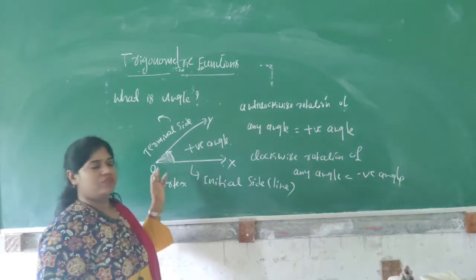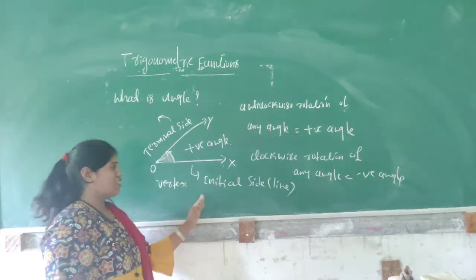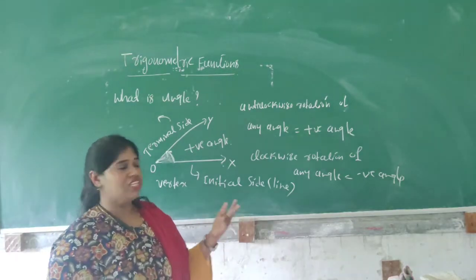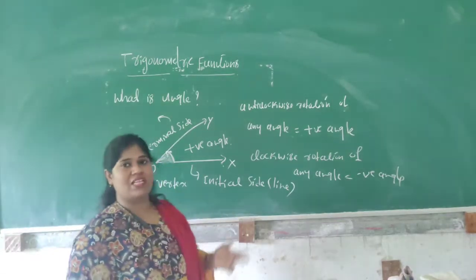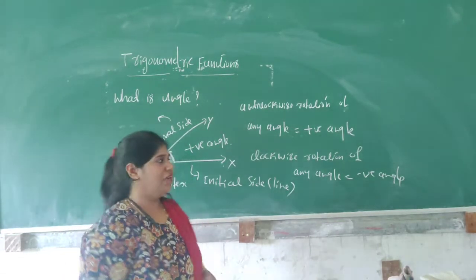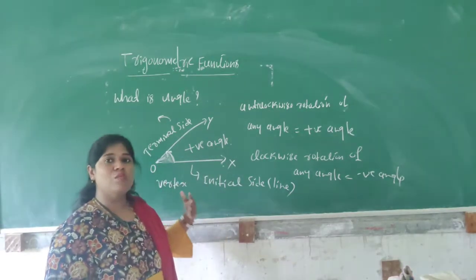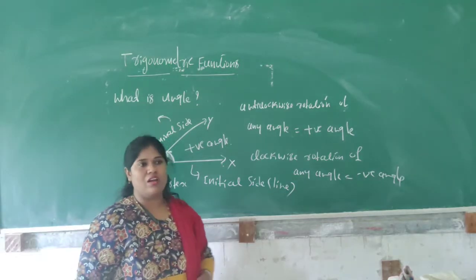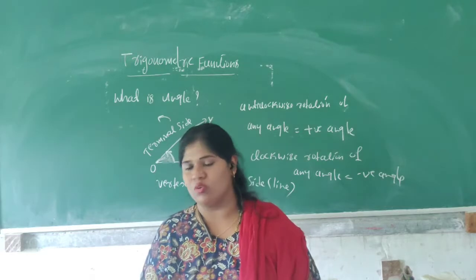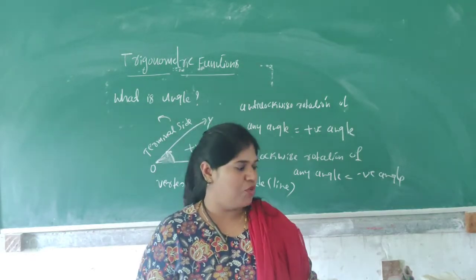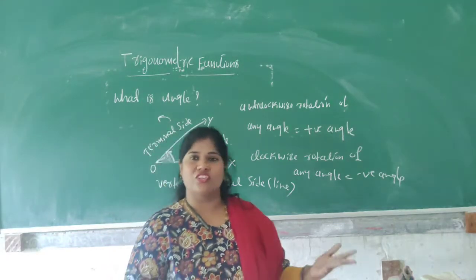So this one is the angle, this is the vertex, and this one is the line. OX is called the initial side or initial line, and the line OY is called the terminal side or terminal line. Okay, so this one is the angle. So what is the measure of rotation here? In your earlier classes, we have studied the types of angles: acute angle, obtuse angle, right angle, reflex angle, and straight angle.